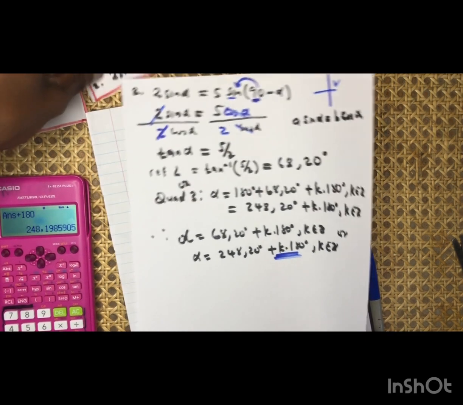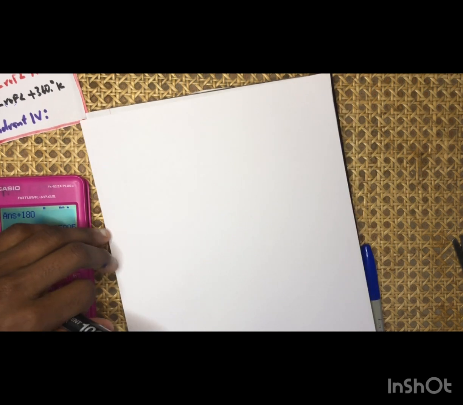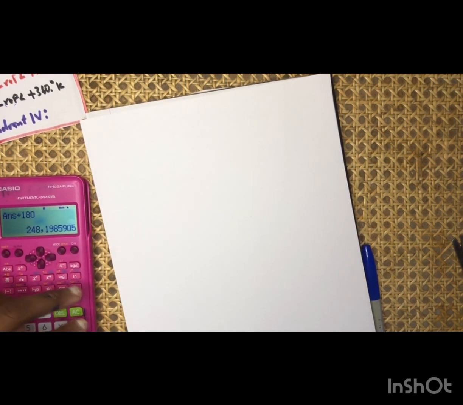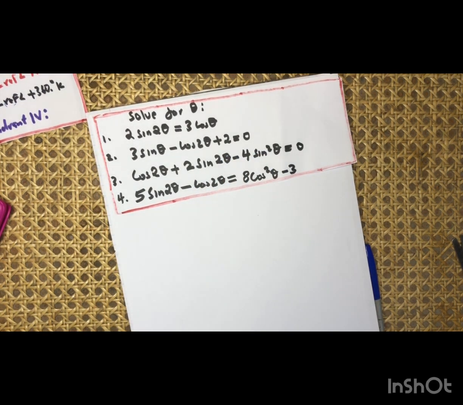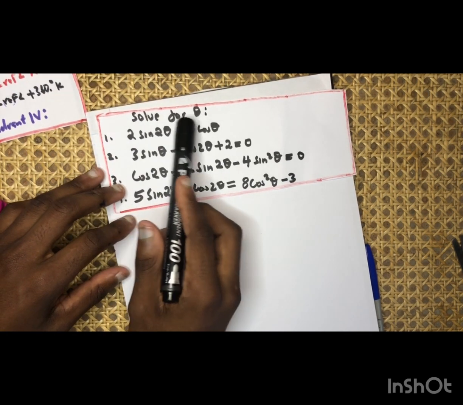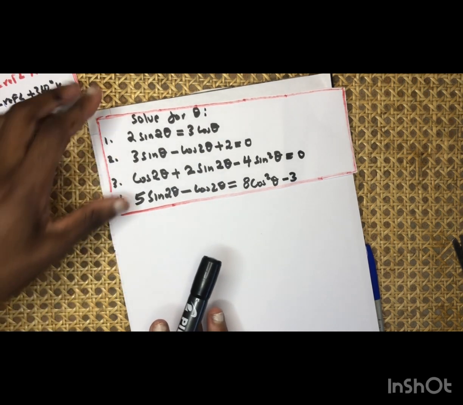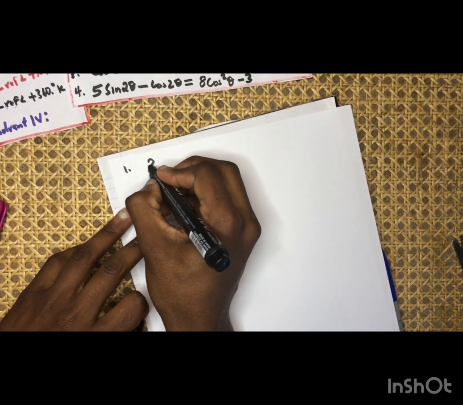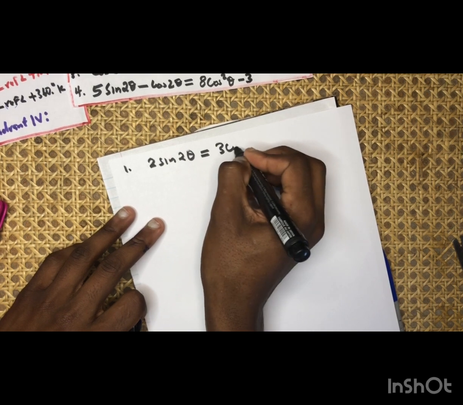I repeat. So let's take the last question. We will not finish it, we're going to finish it in the next video. So this question is this one, guys, that involves your double angles now. We're going to take number one, solve for theta: 2 sine 2 theta equals 3 cos theta. So let's copy it down. We have 2 sine 2 theta is equal to 3 cos theta.